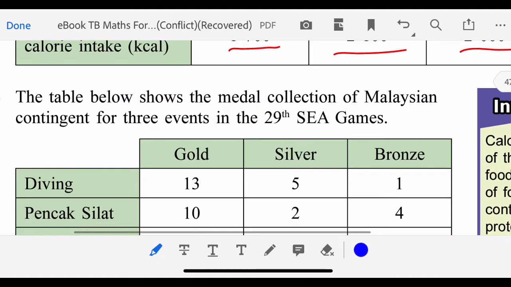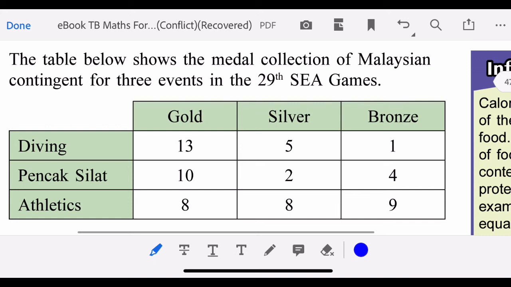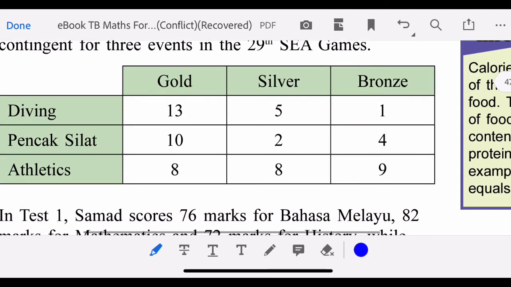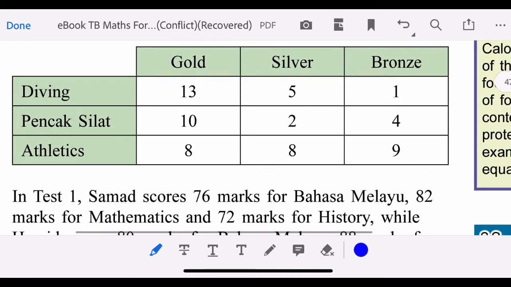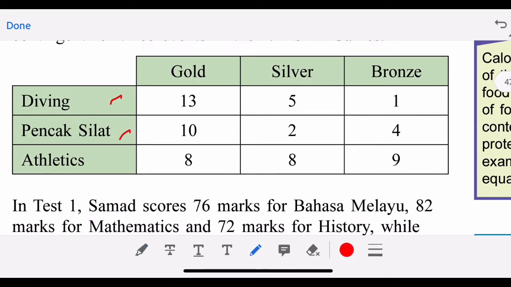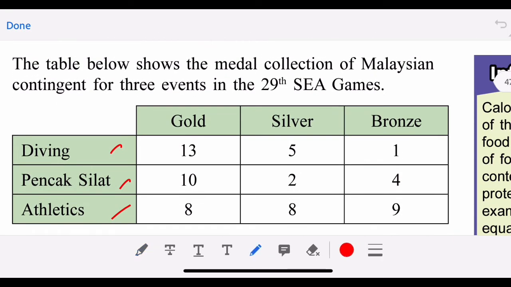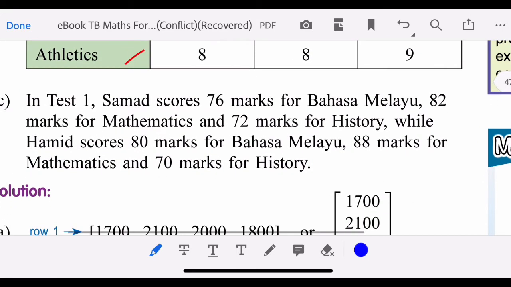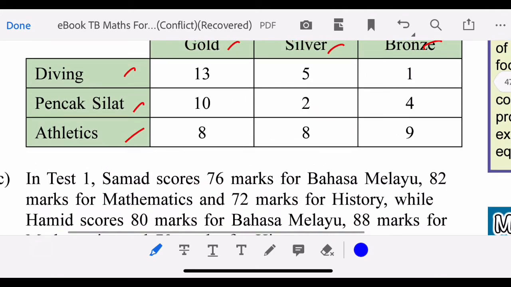Okay, the table below shows the medal collection of the Malaysian contingent for 3 events in the 29th SEA Games. So from this table we actually can see different types of events, and actually the medals are also different. We got gold, silver and bronze, and we have the data. So we can in fact use a matrix to represent the table, right?